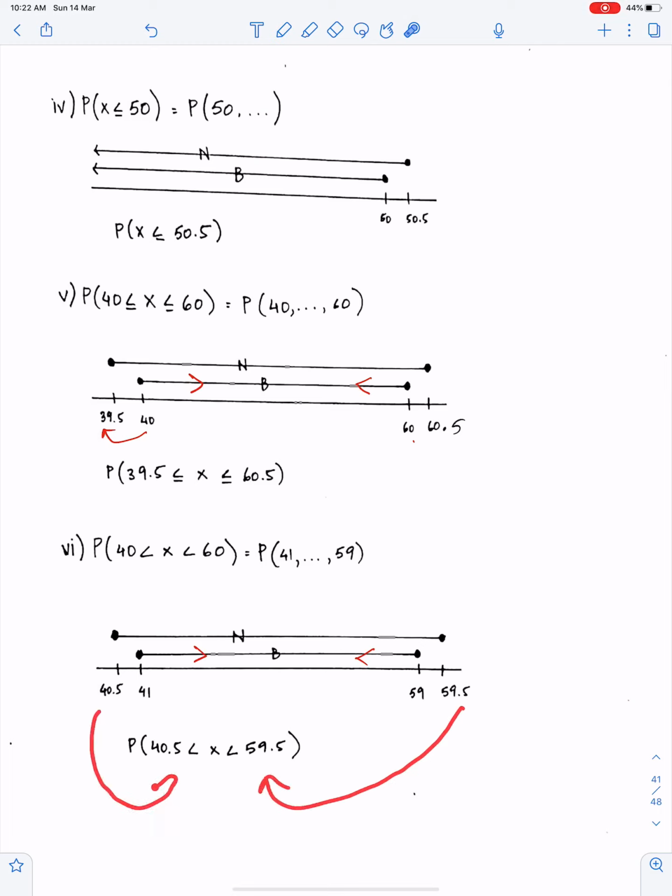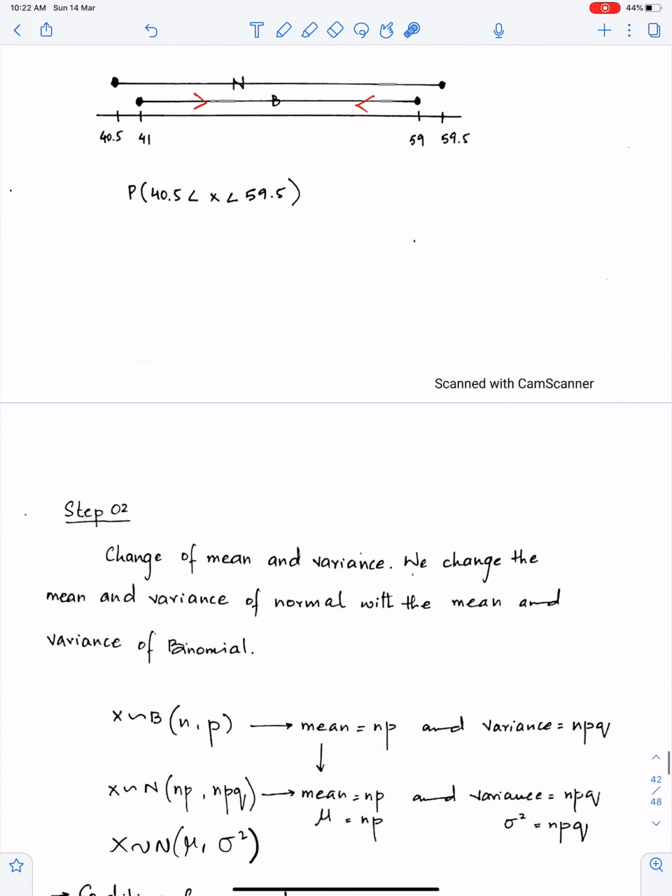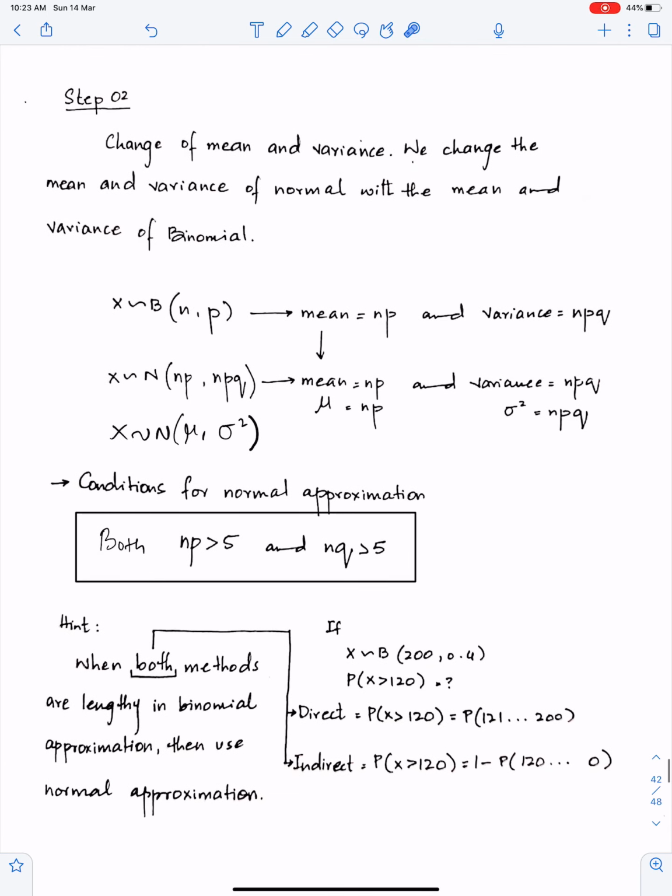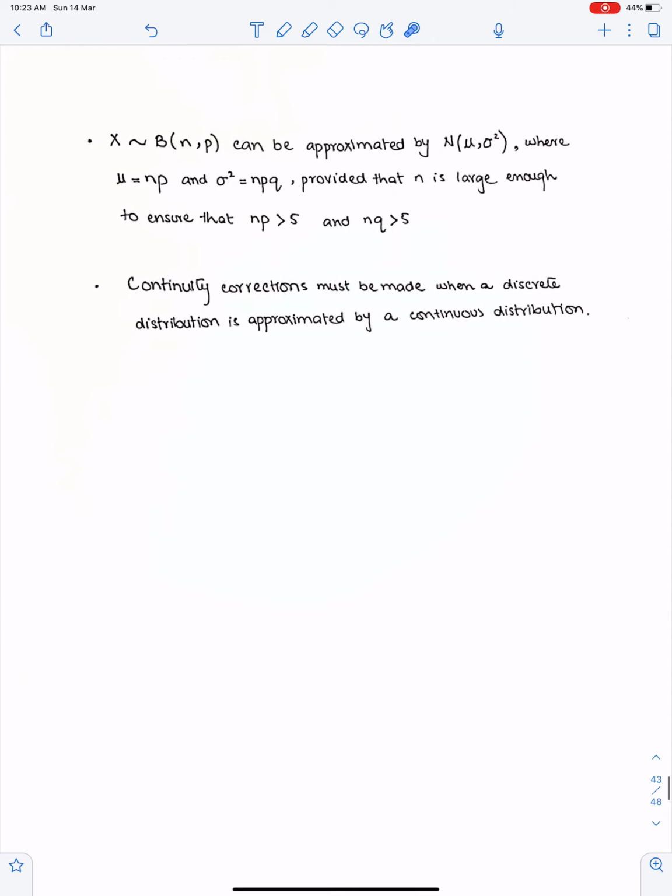59.5 here, 40.5 here. I already have discussed this thing. Okay, we change mu by np and sigma square by npq. This is the repetition. We already have discussed these things. So X follows a binomial with parameters n, p, and can be approximated by a normal with parameters mu and sigma square, where mu is np, sigma square is npq.